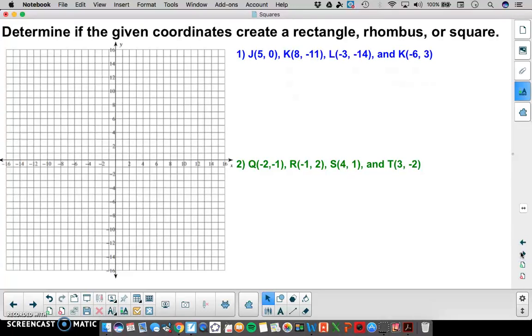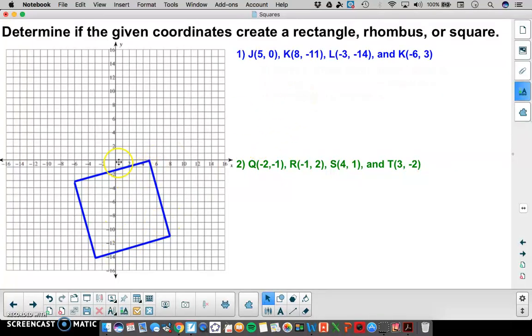Here we're going to determine if the given coordinates create a rectangle, a rhombus, or a square. So number 1, we have J at 5, 0, K 8, negative 11, L at negative 3, negative 14, and K at negative 6, positive 3. So here is that quadrilateral.